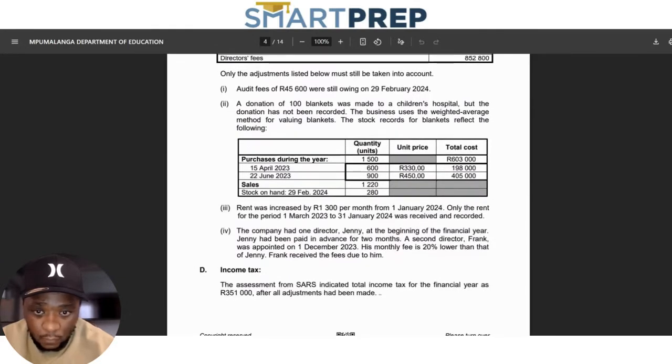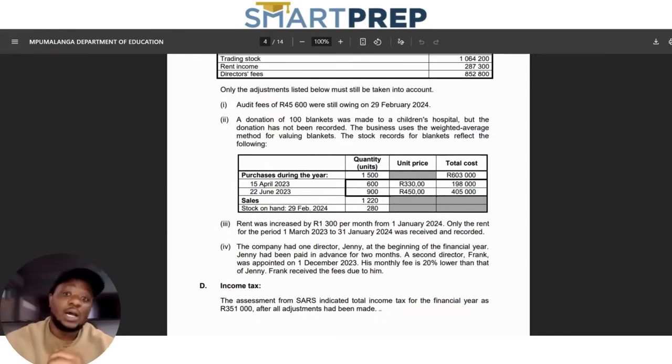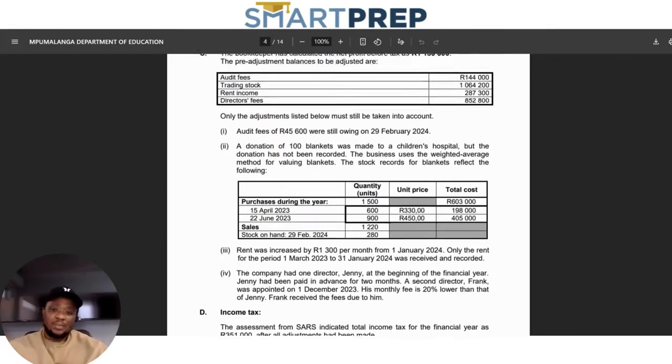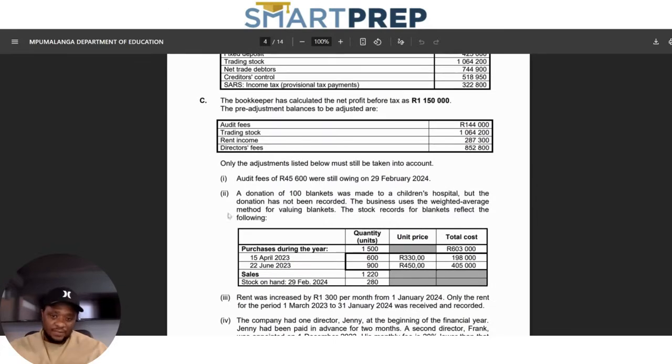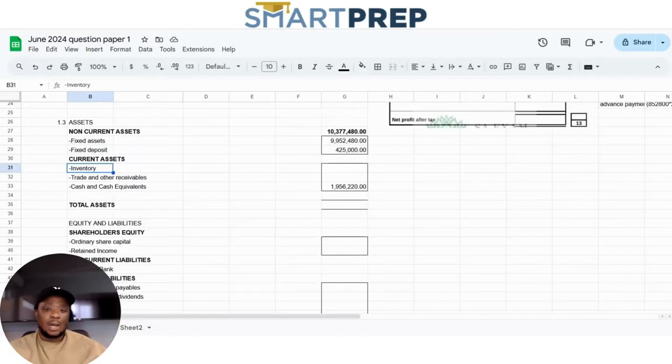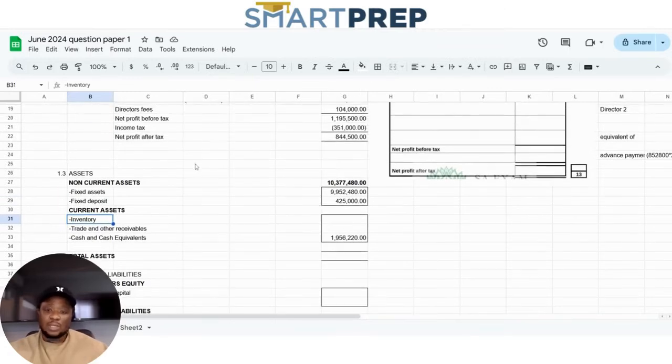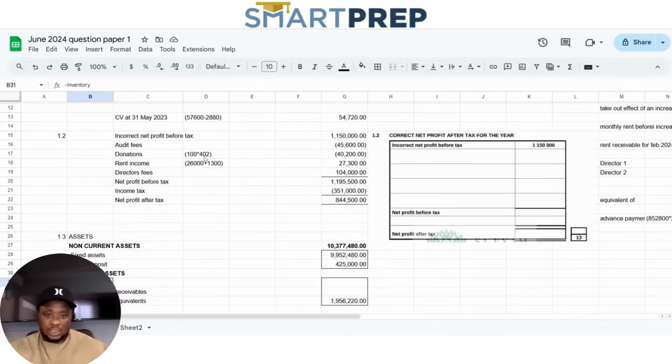Okay, cool. So yes, there is one piece of information that does affect it, and this relates to information C, specifically number two, because we made a donation in this question. And remember how we treated that donation in the income statement. So we don't need to make any calculations now. It's just taking the amount we got for donations in the income statement and subtracting it from our trading stock, and we have no other inventory items. The donations amounted to 40,200.